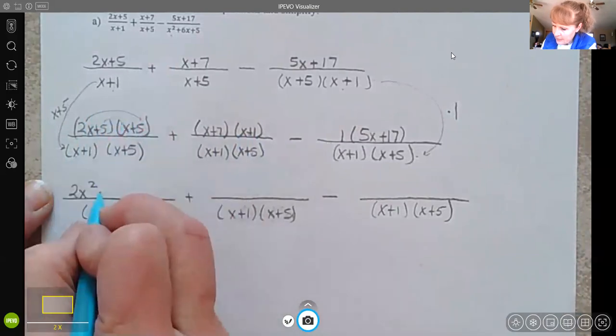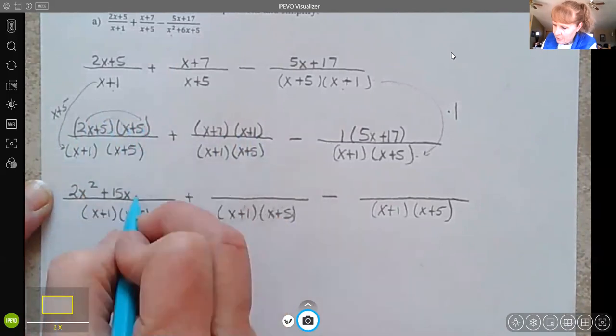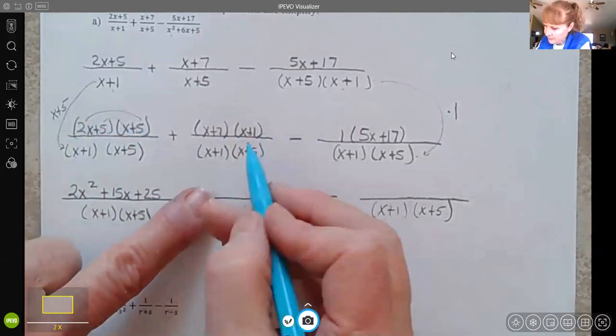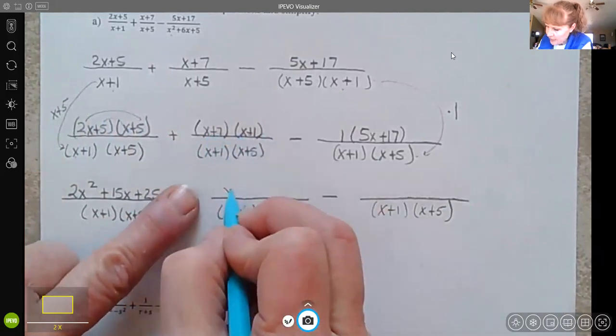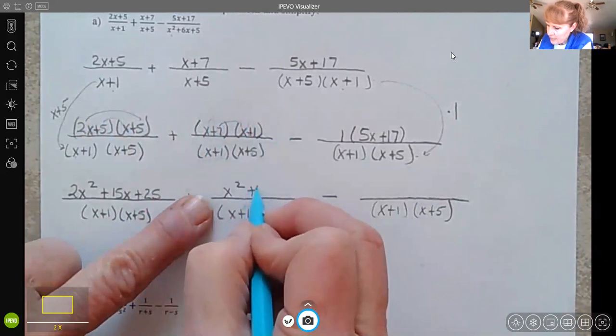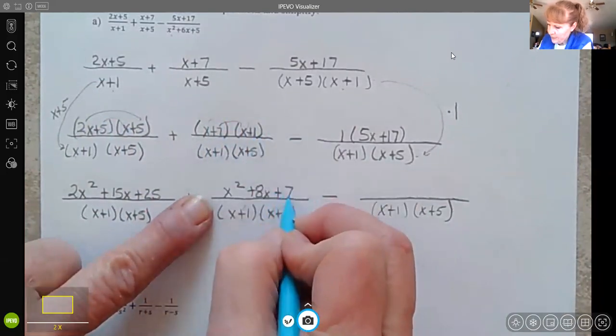10x and 5x is 15x. 5 times 5 is 25. Perfect. Let's go to the next one. x times x is x squared. 7x and 1x is 8x. 7 times 1 is 7.